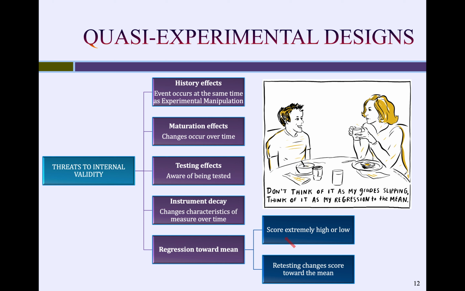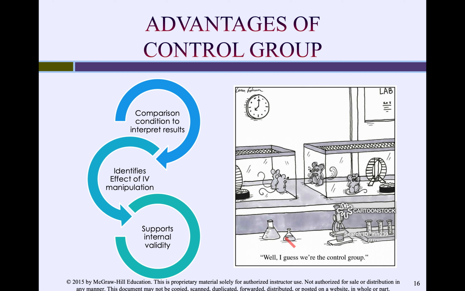So if you have a pretest that's a really high score, almost to the maximum score of that pretest smoking measure, guess what? It can't get any higher, so it's only going to go lower. And same thing with an extremely low score. It can't get any lower. It can only slightly go higher, and it's going to regress towards the mean. So those are threats to internal validity for these quasi-experimental designs.